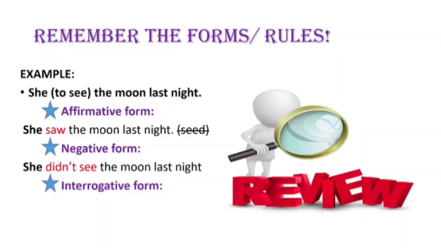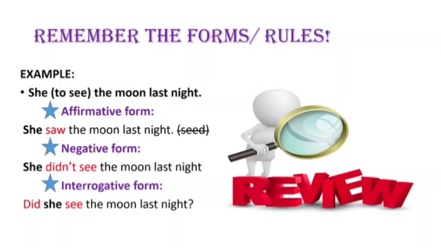For the interrogative form, again, we use the verb to do in the simple past, did. Where do we put it? Do you remember? I know you remember. Yes, we put it at the beginning of the sentence, did. And the subject, she. And the verb, see. Did she see the moon last night?